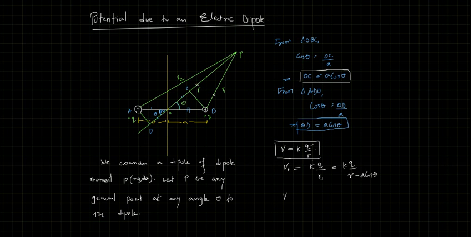Similarly, what do you think will be V minus? This one should be equal to K minus Q by R2, which is minus KQ by R plus A cos theta. So what is the total potential at this point? Potential is a scalar quantity. Therefore, we can add them. So potential at P will be equal to V plus plus V minus.